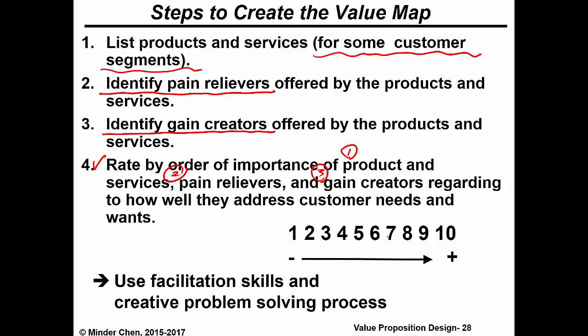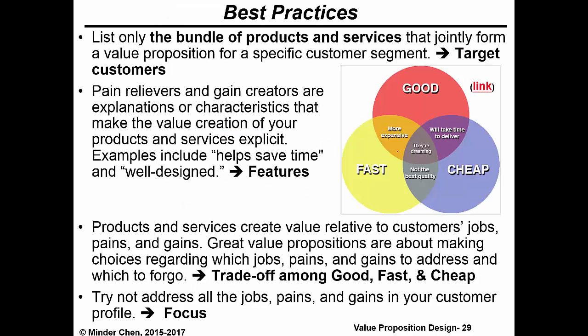If you're facilitating a group of design team members in conducting this process, you need to use your facilitation skills and follow some kind of creative problem-solving process that we discussed earlier in completing this process. The best practice in creating the value proposition canvas is to list just a bundling of products and services that together form a value proposition to a specific customer segment. So you try to be more focused and try to target certain customers.